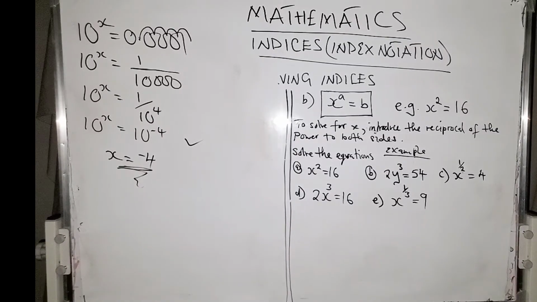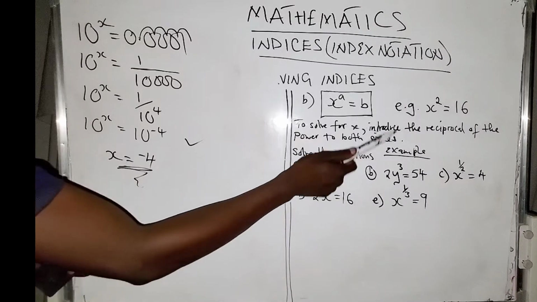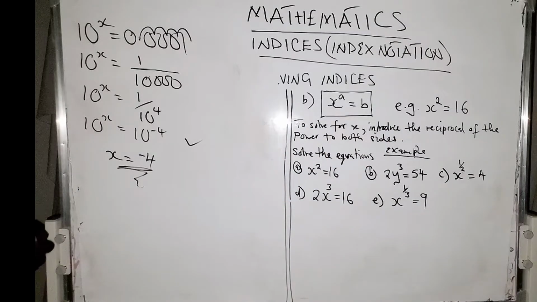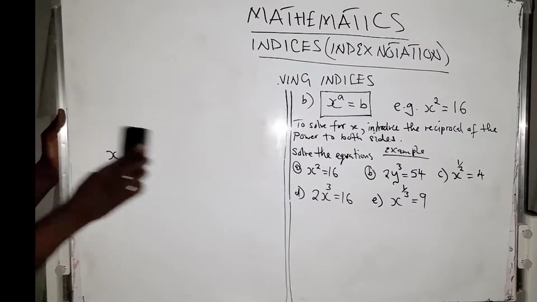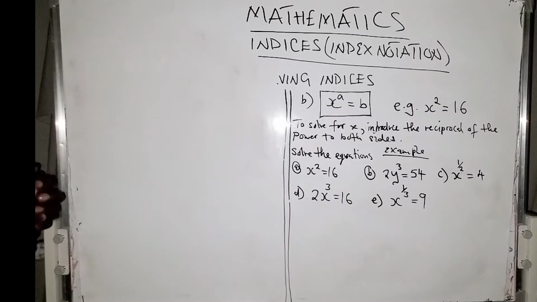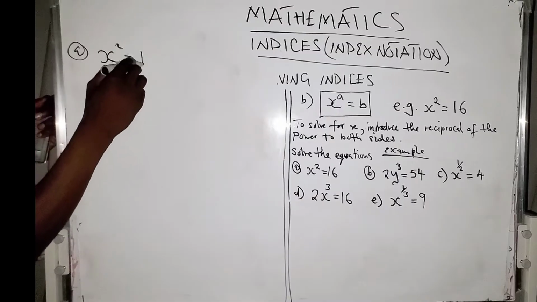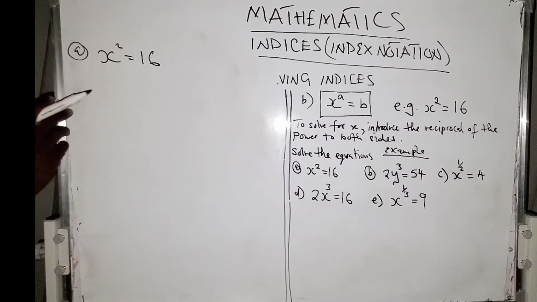Okay. Now, the second part. What if it's the base that is unknown? It is the base that is not known. You introduce the reciprocal of the power to both sides. What that means is this. The first one. When you have a question like x squared is equal to 16, you quickly square root both sides, right? So x is equal to so.